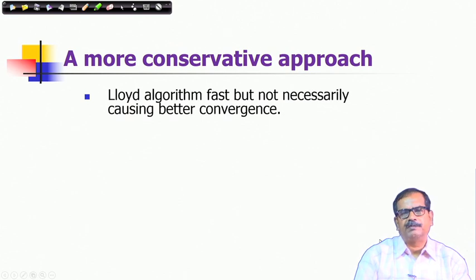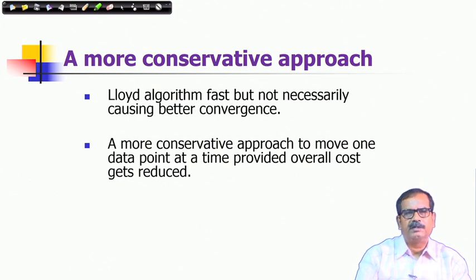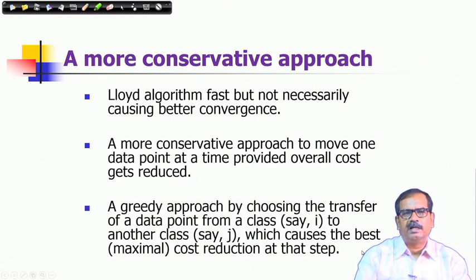There is a more conservative approach to this algorithm, because the Lloyd algorithm is the first algorithm, but it does not necessarily give better convergence. A more conservative approach is to move one data point at a time, provided the overall cost gets reduced. It is a greedy approach, and the principle is that it chooses the transfer of a data point from a class i to another class j which causes the best cost reduction, that means the maximal cost reduction at that step.